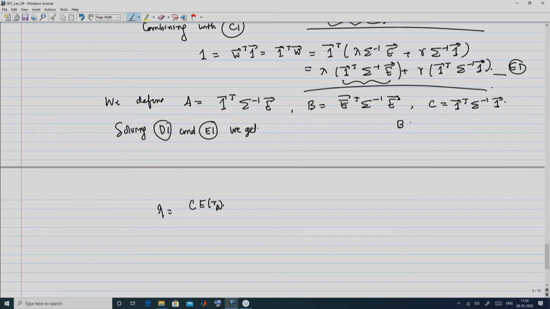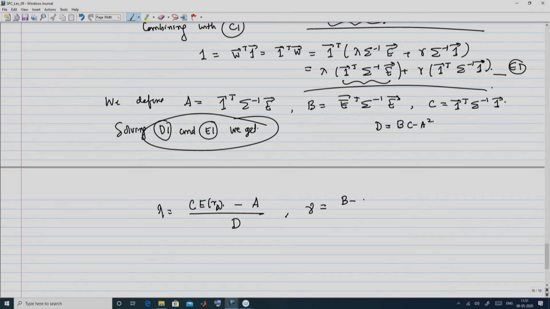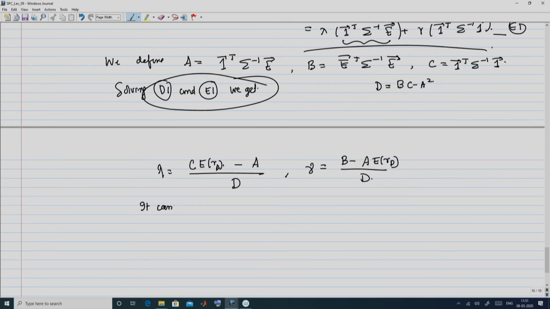Also, there is one more thing I forgot to add, that is I will define D is equal to BC minus A square. With this notation I can solve D1 and E1 to obtain lambda is equal to (C E R P minus A) over D, and gamma is equal to (B minus A into E R P) over D. Okay, it can be shown that B is greater than 0 and C is greater than 0, as well as D, which is BC minus A square, is also greater than 0.